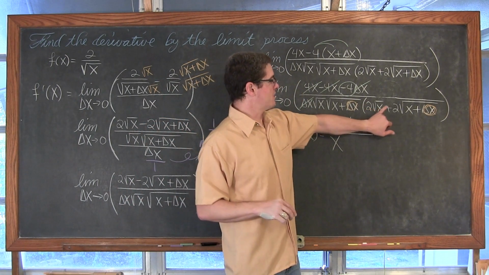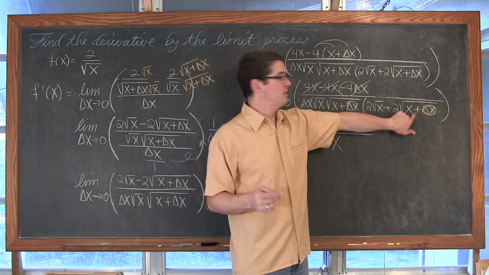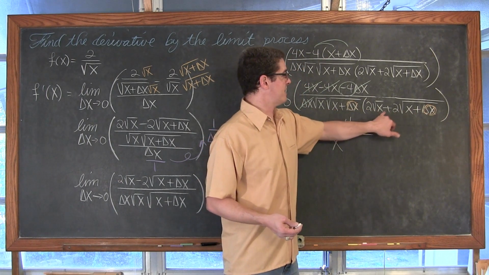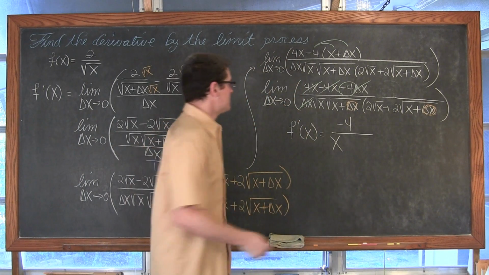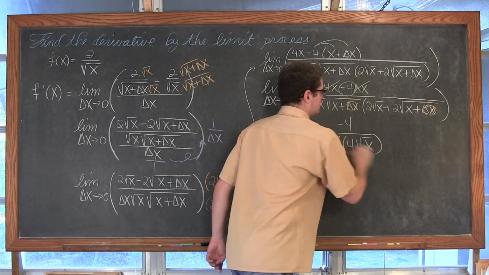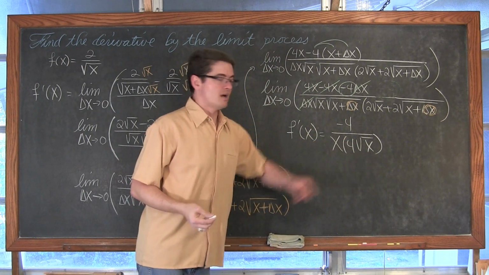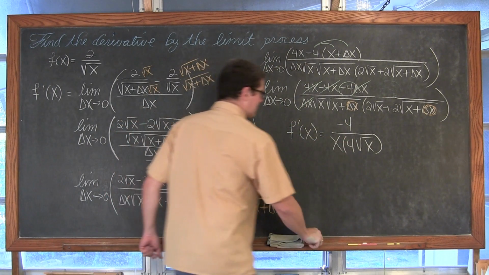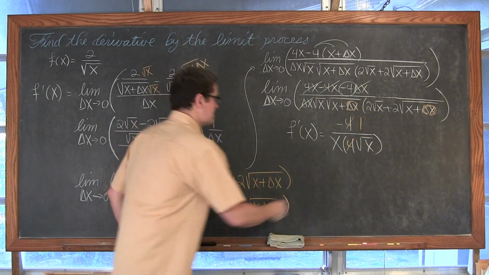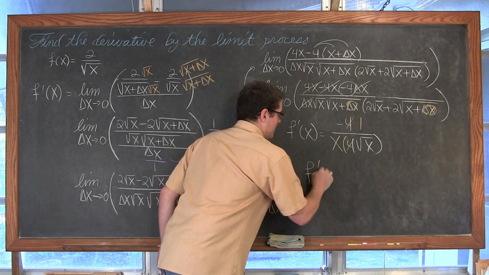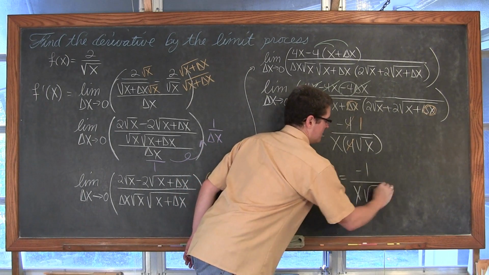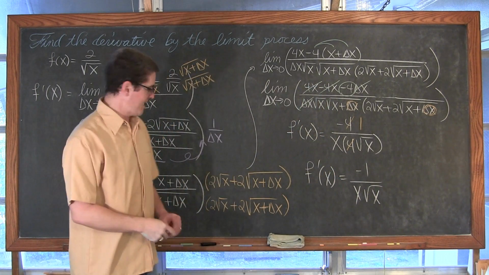We've got 2 square root of x plus 2 times, oh well, I'm adding by 0, so that's basically just 2 square root of x again, and 2 square root of x plus 2 square root of x is 4 square root of x. Now again, my numerator and denominator have one more factor that can cancel out. That's that common factor of 4, and my final answer is the derivative of f, or f prime of x, is equal to negative 1 over x square root of x.